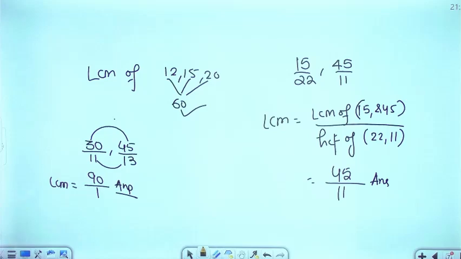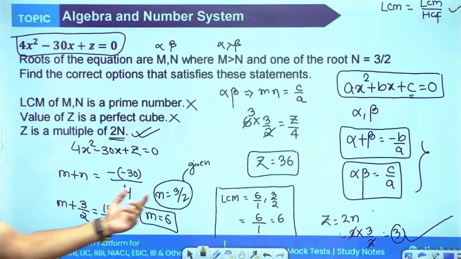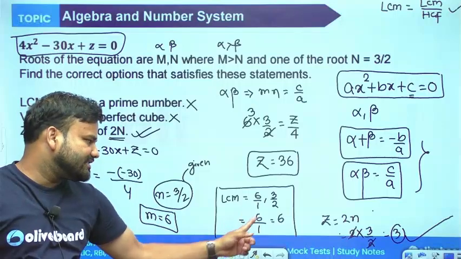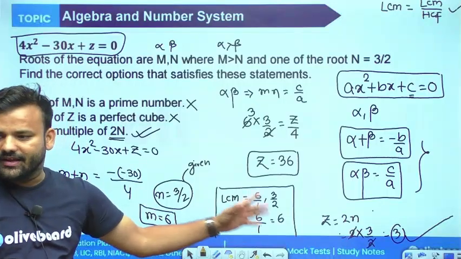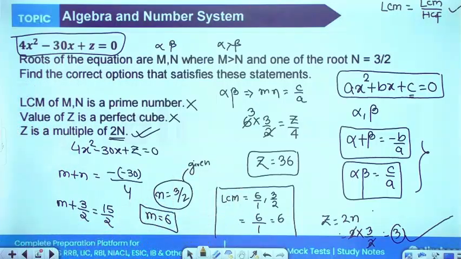So that is what I have done over here. LCM of 6 by 1 and 3 by 2. So 6 becomes the LCM, and from here we have calculated this. Okay, next question.